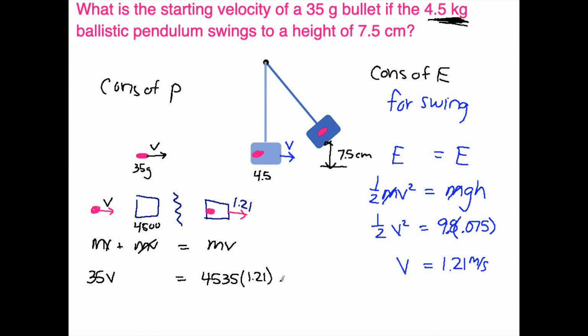So now you just need to solve that. Multiply this, divide by 35. I get a velocity of 157. Yeah, I know the bullet's going to go a lot faster than this block was. So that's how we do ballistic pendulum problems.